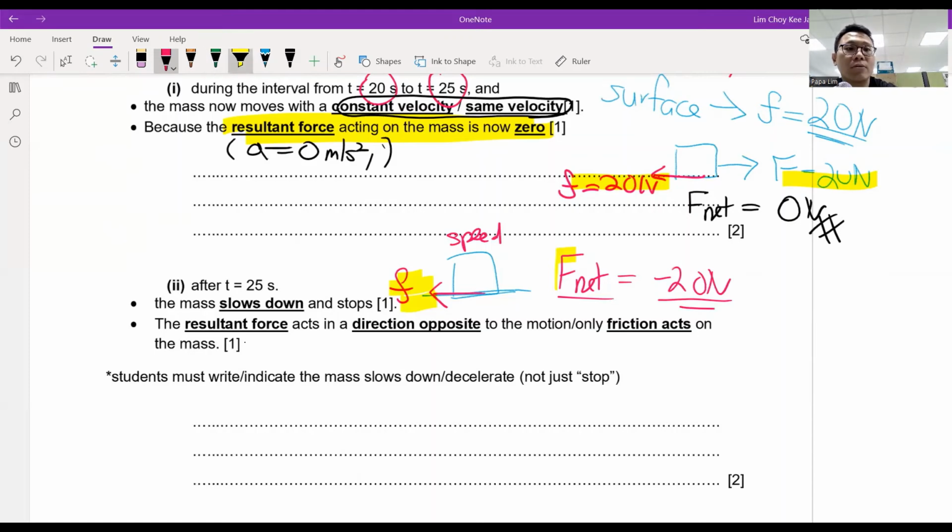So in your answer, you have to tell the markers that there is still friction acting on the object. And what does it do? It actually reduces the speed. Remember to tell the marker it has to reduce.